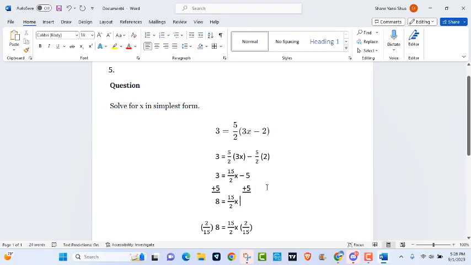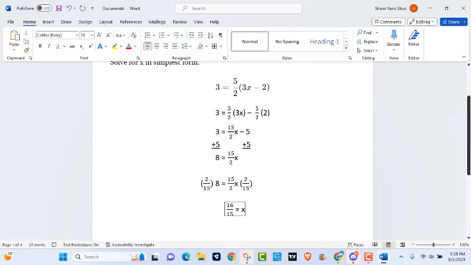Let's continue on. So now we want to solve for the x. So I want to get rid of the 5 on both sides of the equation. So I'm going to add 5 here. I'm going to add 5 here. When I add 3 plus 5 on the left, I get 8. This negative 5 and this positive 5 are going to cancel each other out and just leave me the 15 halves x. So our next line is 15 halves x here. Okay? Stay with me now.